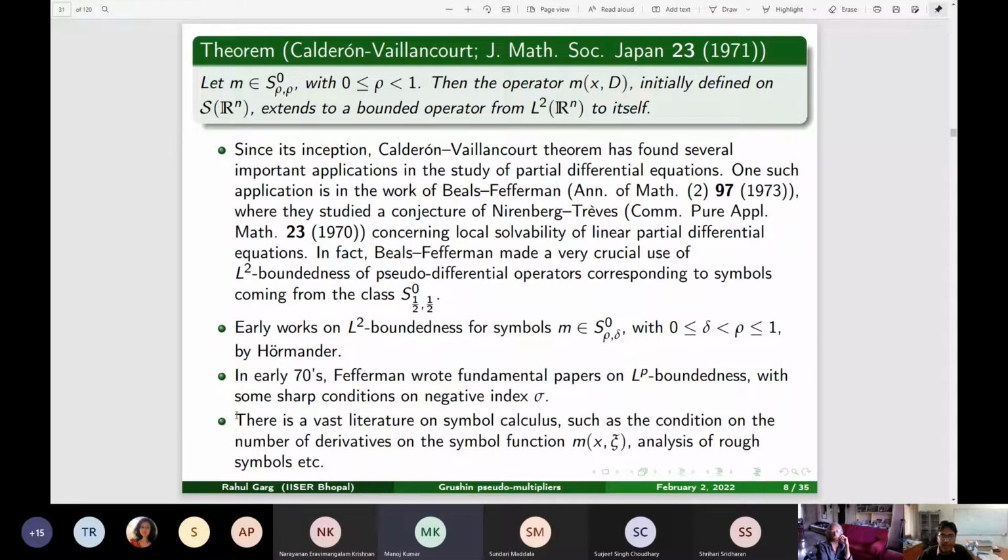And there is a vast literature which is about symbol functions where you study rough symbols, etc., and where you do want to study conditions on the derivatives, etc.